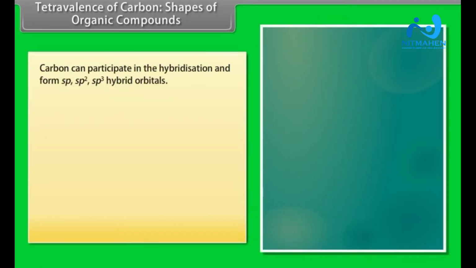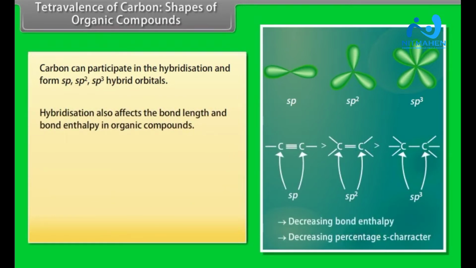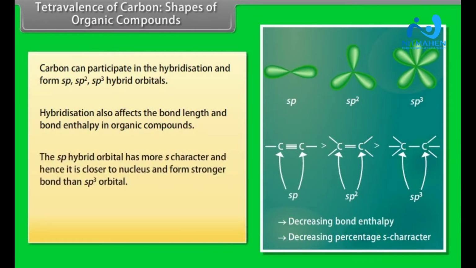Carbon can participate in hybridization and form sp, sp2, sp3 hybrid orbitals. Hybridization also affects the bond length and bond enthalpy in organic compounds. The sp hybrid orbital has more s character and hence it is closer to nucleus and forms stronger bond than sp3 orbital. The sp2 hybrid orbital is an intermediate orbital between sp and sp3.